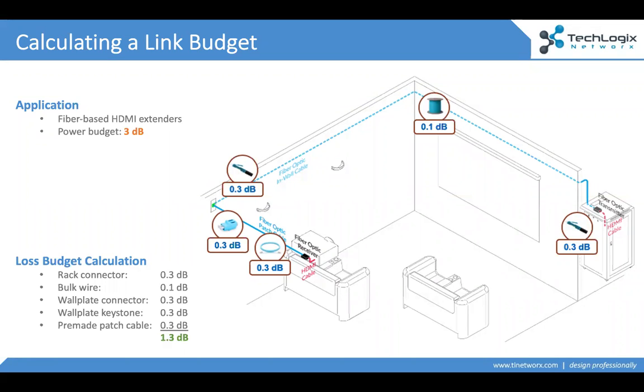We can look at this application and calculate these loss points, and when we look at our loss budget, we find that it should be about 1.3 dB. Because we're doing video distribution, we know our power budget is about 3 dB. This installation should work just fine, right? 3 dB greater than 1.3 dB, this works.